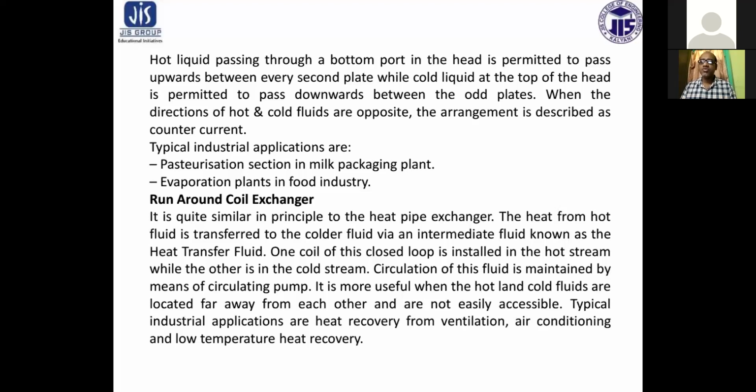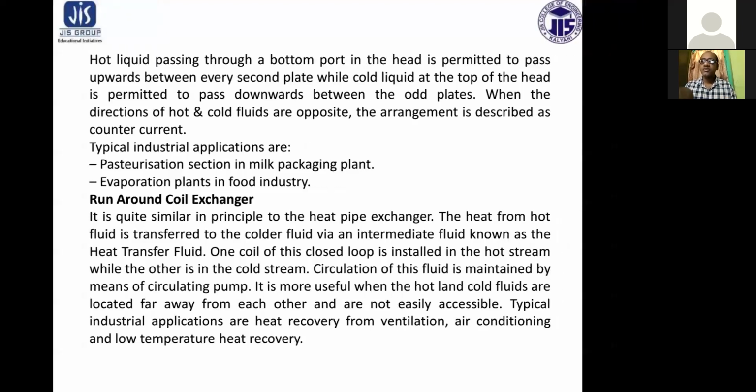It is more useful when the hot and cold fluids are located far away from each other and are not easily accessible. Typical industrial applications are heat recovery from ventilation, air conditioning, and low temperature heat recovery.